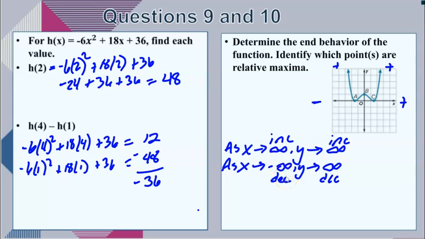Now which points are relative maxima? So a high point. B is a maxima, which just means it is a high point.